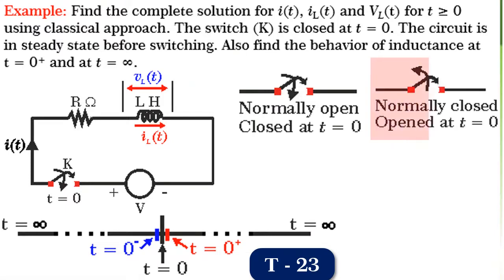Similarly, this switch is a normally closed switch and it is open at t equal to 0. At t equal to 0 plus, the switch is open and remains open for infinite time. At t equal to 0 minus, it is closed and remains closed for infinite time on the other side.